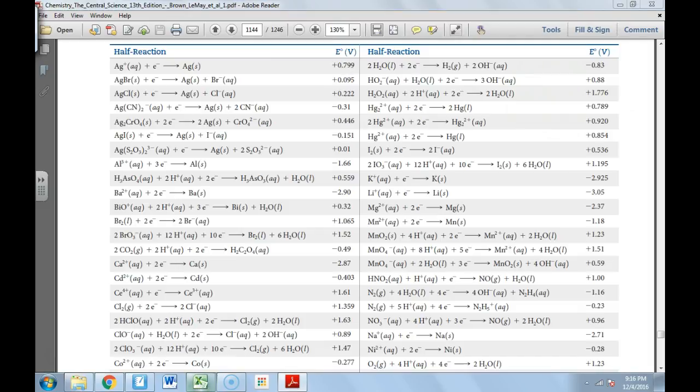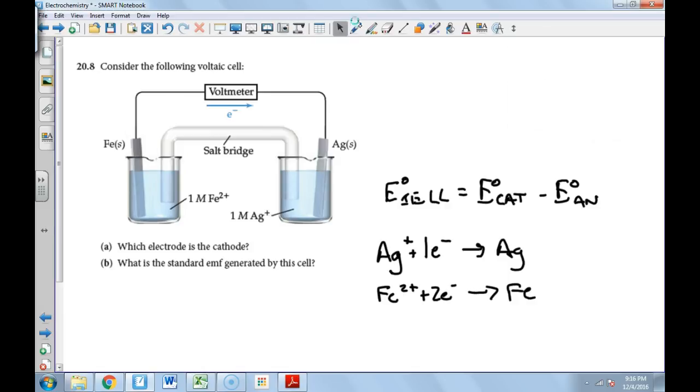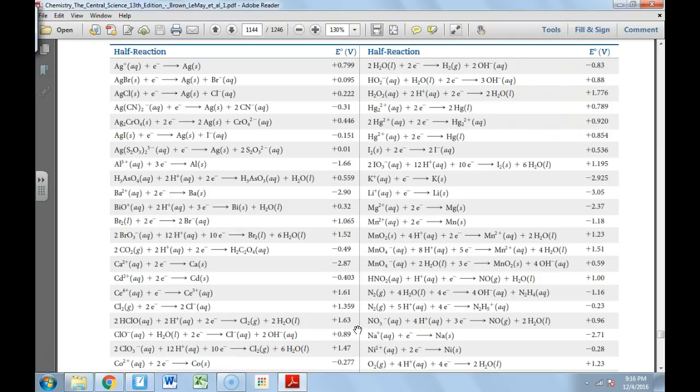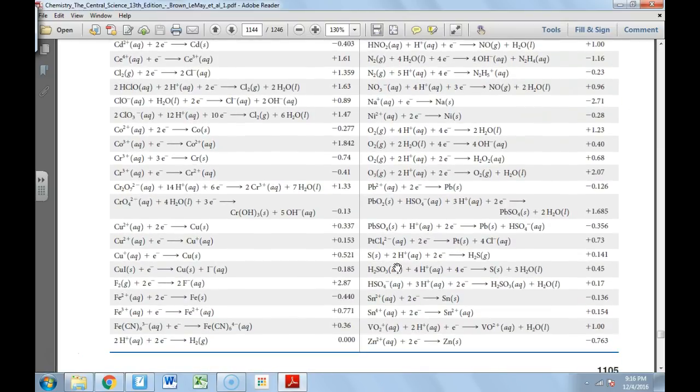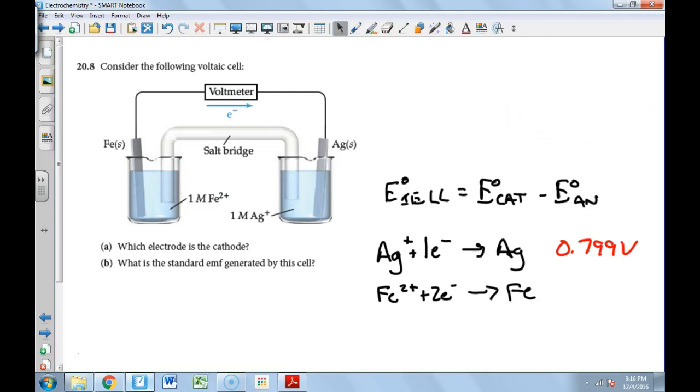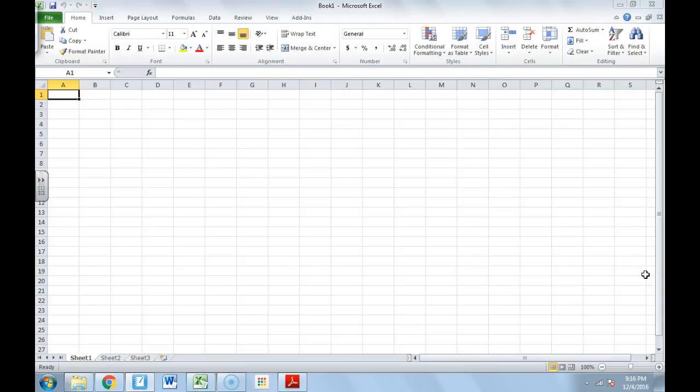So here we have silver's reduction potential, which is 0.799. I'm going to write 0.799 volts right over here. And here's iron. This table happens to be written in alphabetical order, so here's iron at negative 0.440 volts.